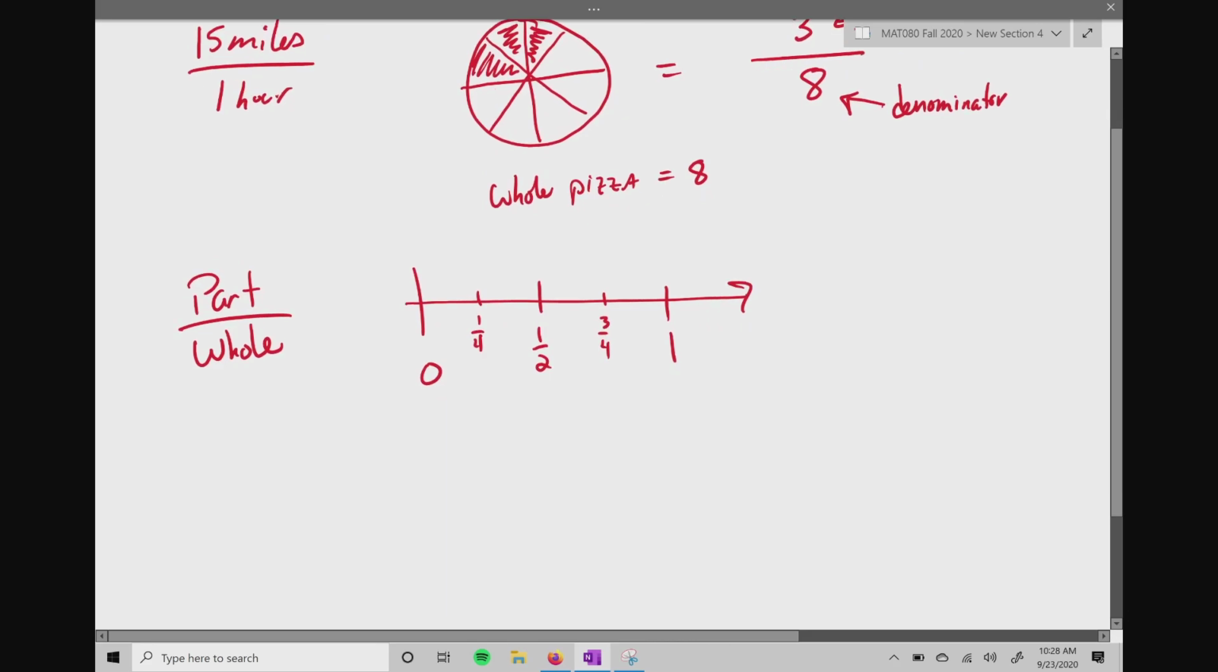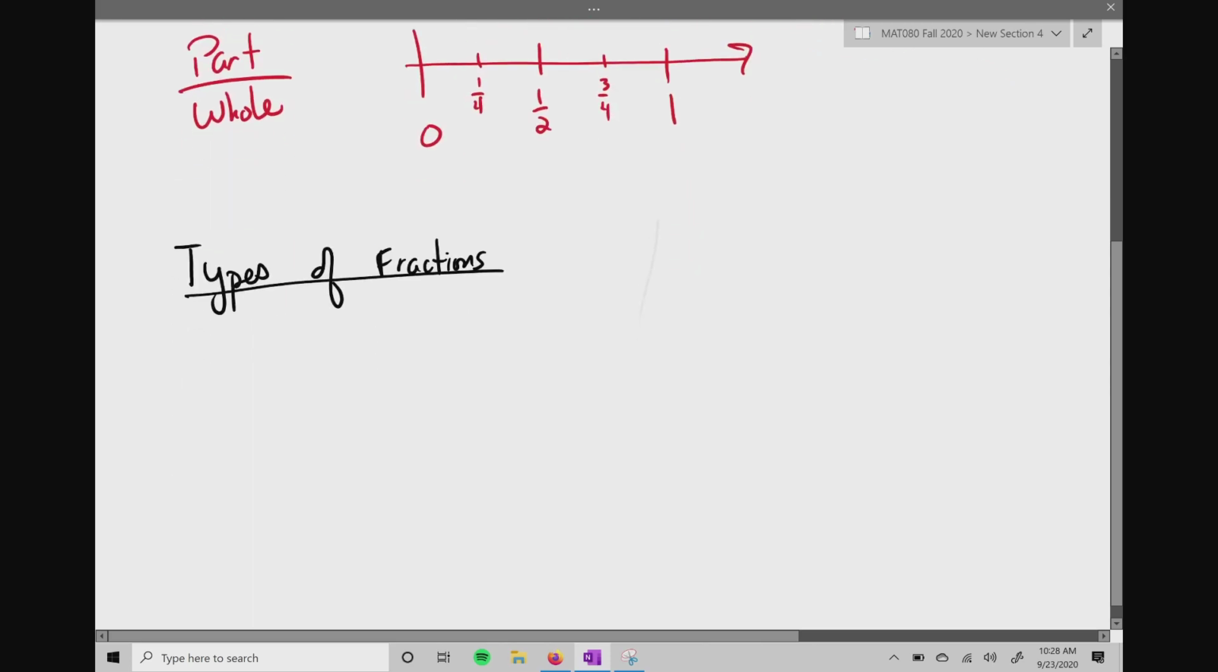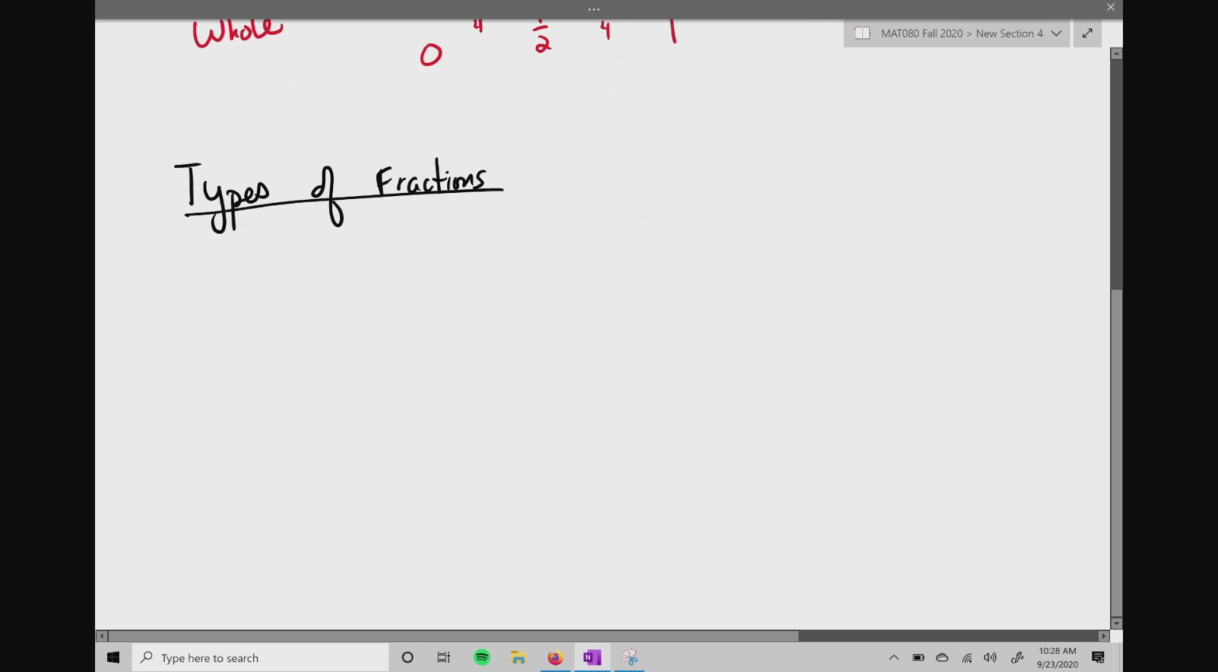All right, here we go. Now we're going to start talking about types of fractions, okay? So let me get out my black marker. Does anybody know how many types of fractions we have? All right. So we have 3 types. And I think you already know the answer to this. Just maybe you didn't know they had names.